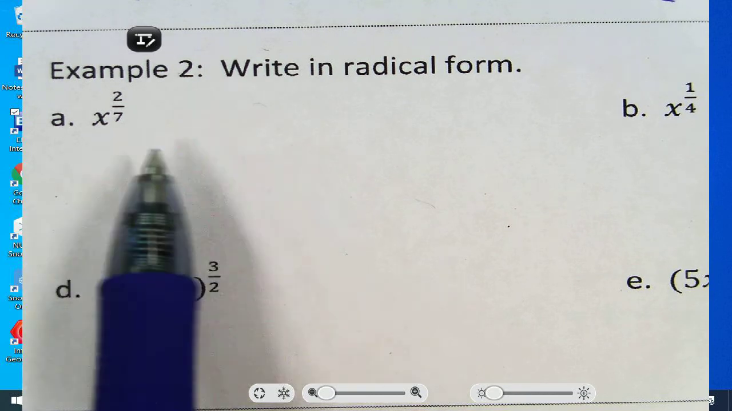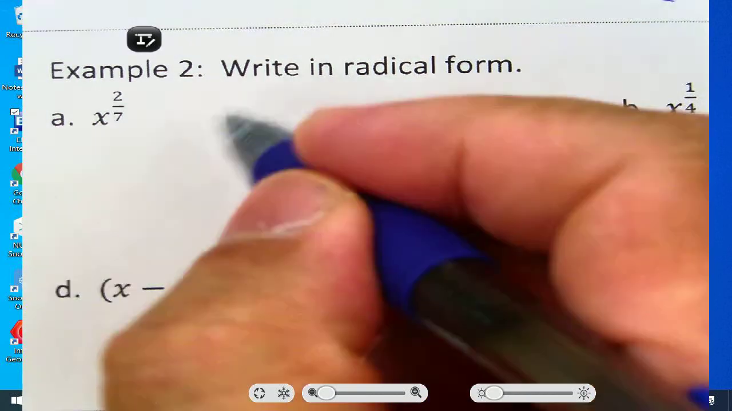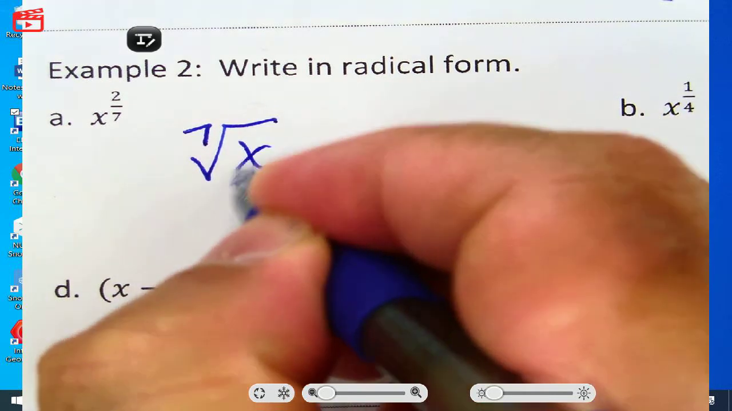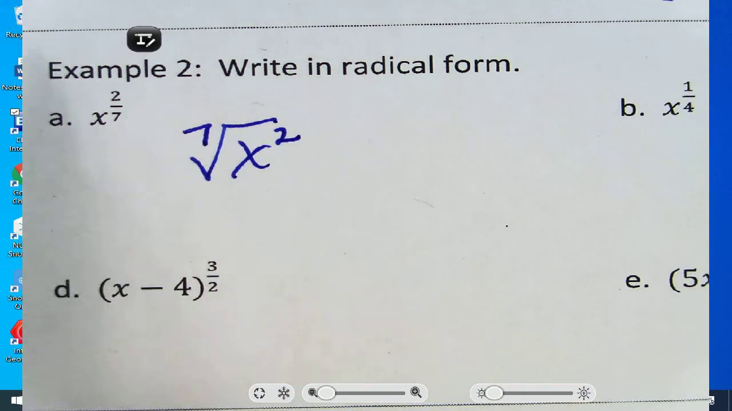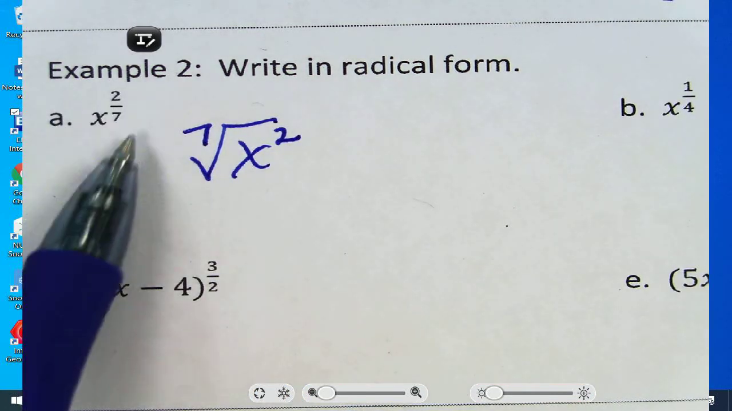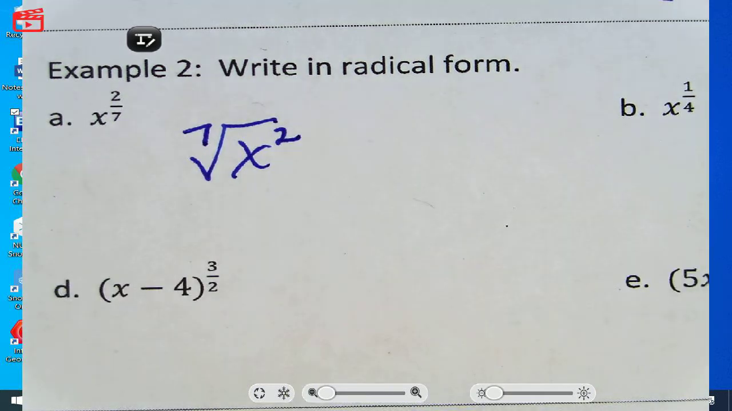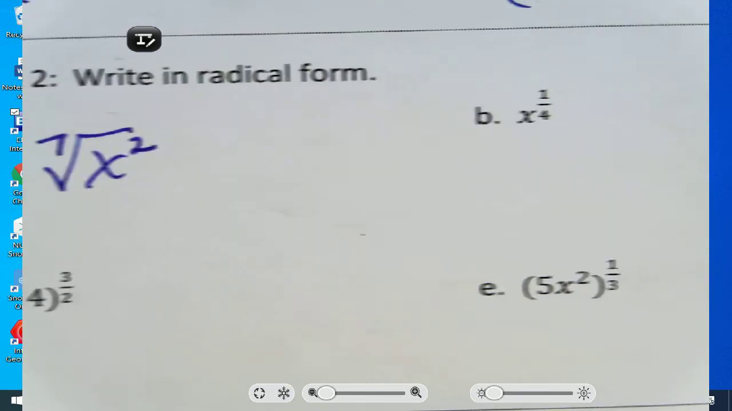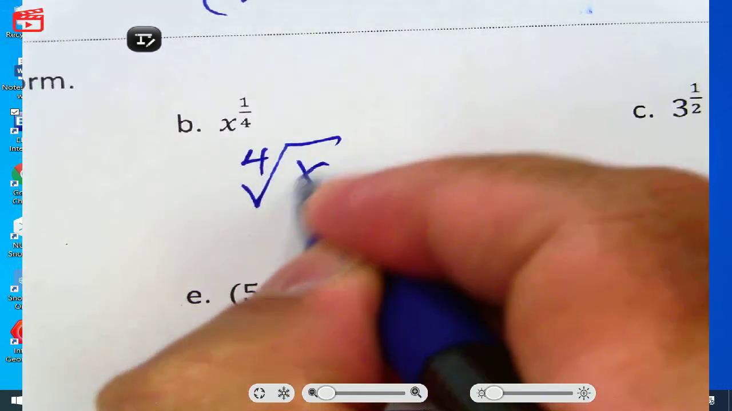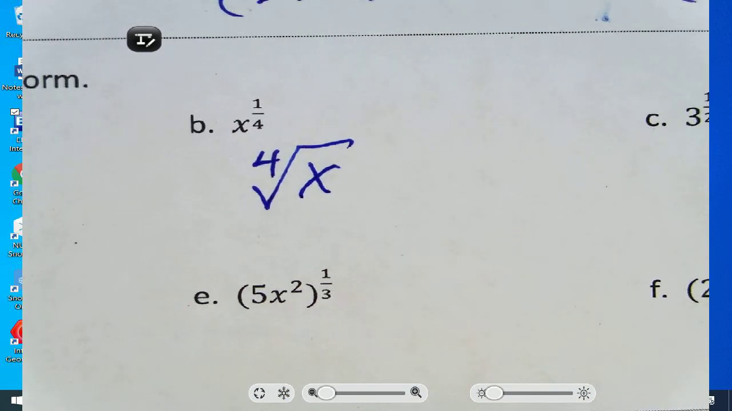The root is 7. Right? So it's going to be the 7th root of x squared. The exponent is 2. The exponent is the numerator. Alright? What's the root in example B? 4. So you're going to write the 4th root of x. Do I need to write an exponent? No. Very good.